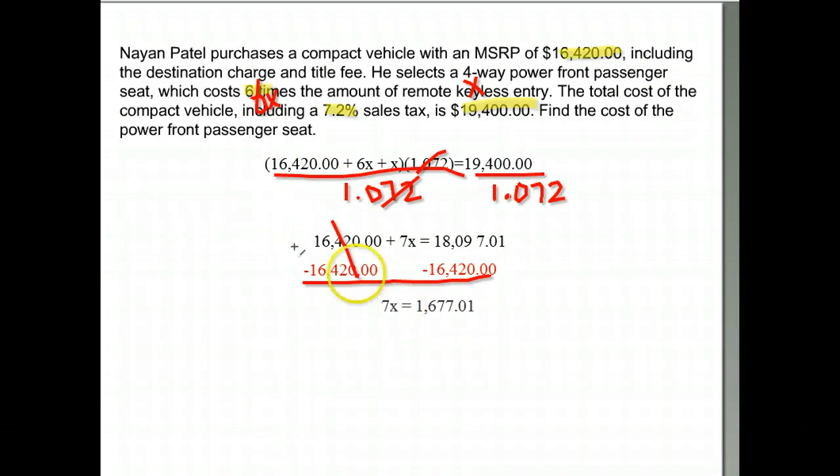Finally, I have 7 times x, so to solve, I need to divide both sides by 7. Now, when you get to that part, then you need to say, well, do I have the right answer, or am I done, or what do I have going on here? So that gives me just x equals $239.57.